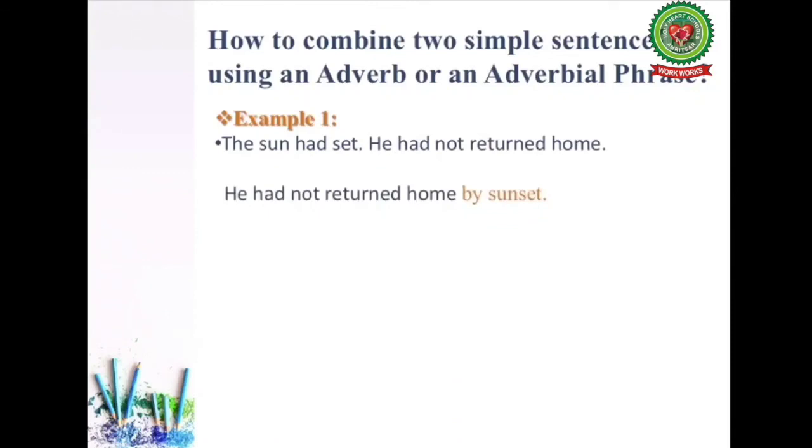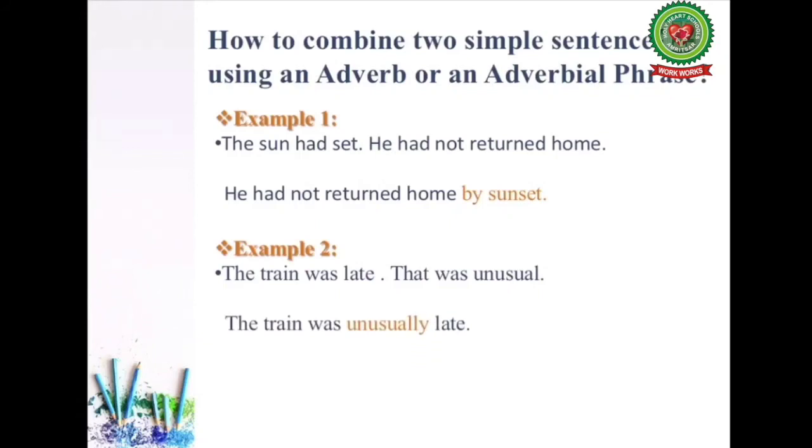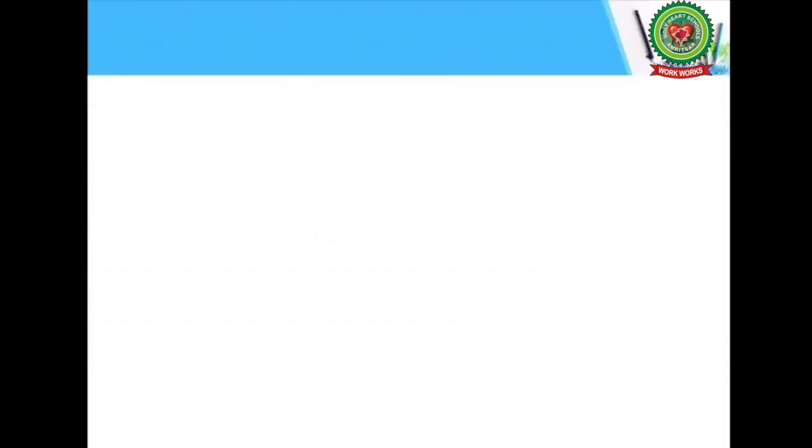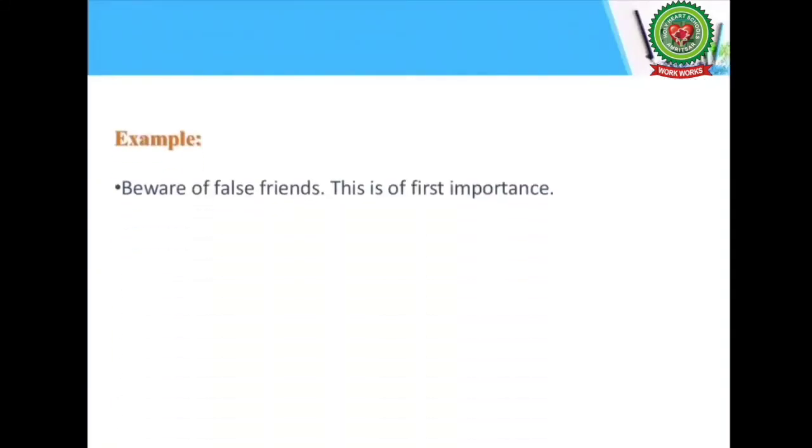Okay. Example number 2. The train was late. That was unusual. Our answer will be: the train was unusually late. Here, unusually is describing the word late. So we have used it before the word late. Come to example number 3. Beware of false friends. This is of first importance. When we are talking about something that is of first importance, we can use the phrase above all things. Above all things means first importance. So our answer will be: above all things, beware of false friends.